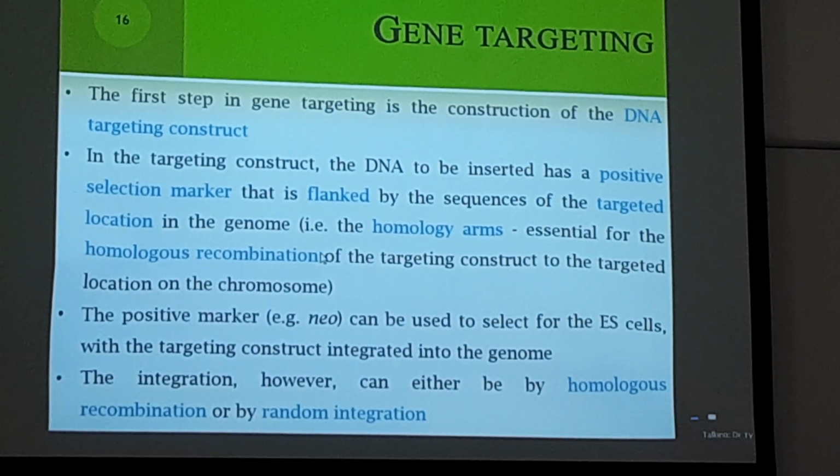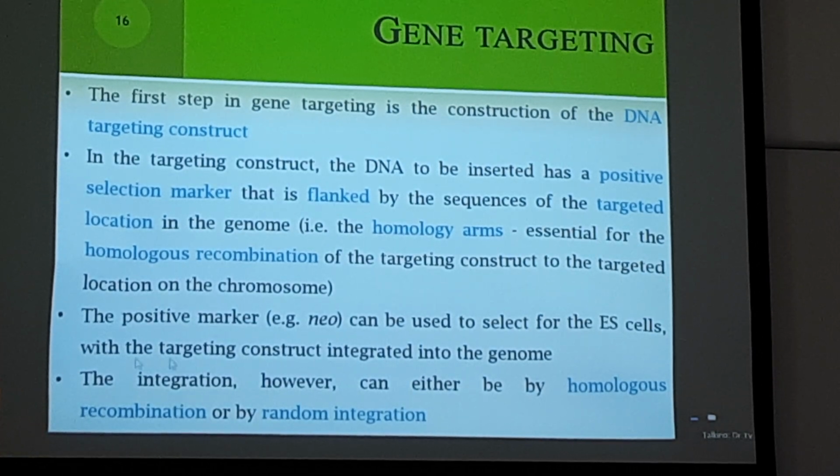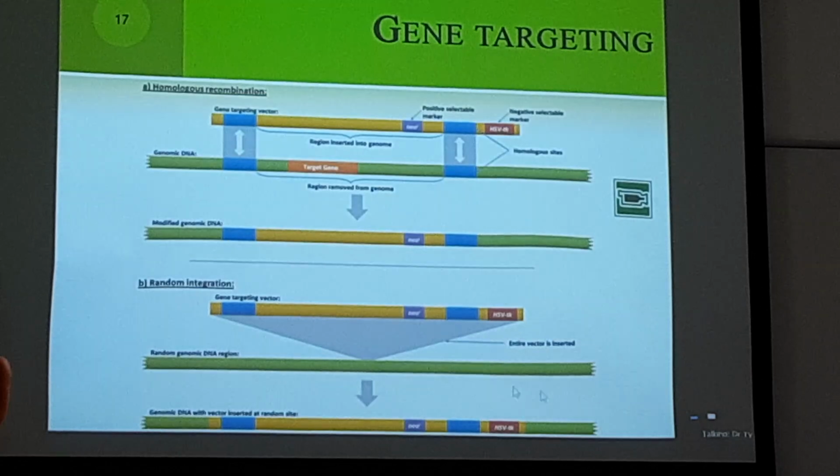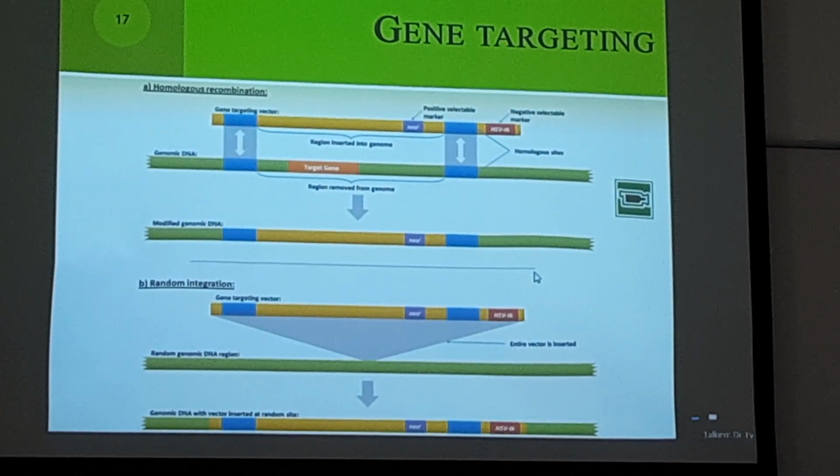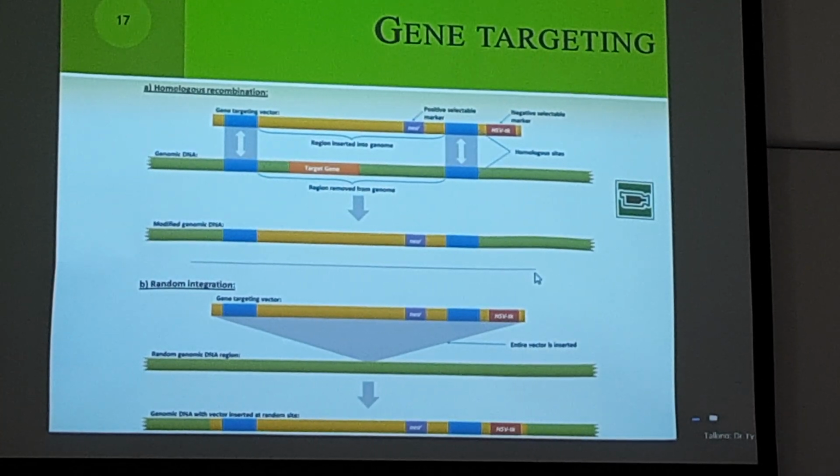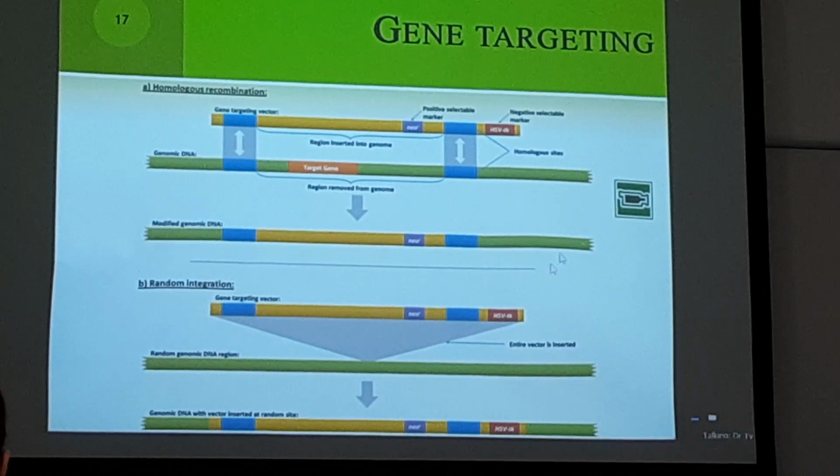Homologous recombination, what is it? What is the leader? We need a positive marker and a negative marker, how does it work? So you can try to draw it, and then you can understand it more easily. And also watch the video.